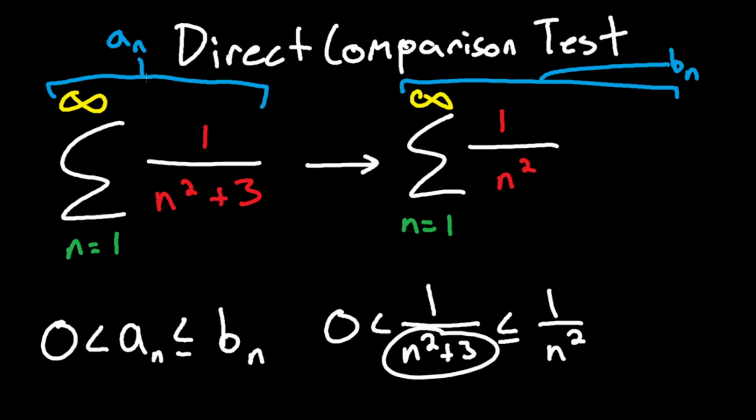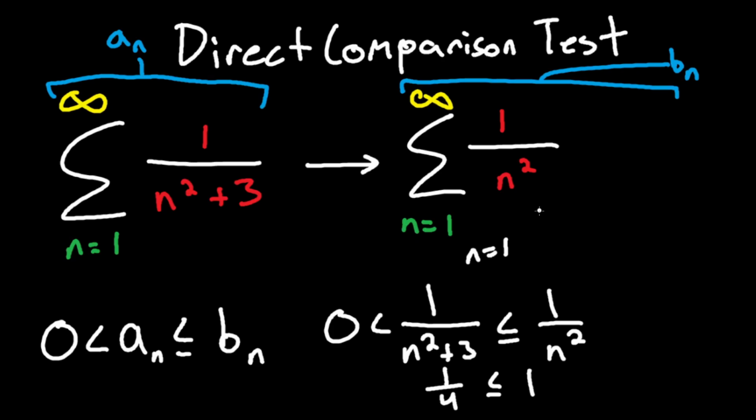Well, if you take a look in the denominator, let's go ahead and test out an example, n is equal to 1. When n is equal to 1, we have 1 over 1 squared plus 3, correct? So we have 1/4 here. And when n is equal to 1, we have 1 over 1 for b of n. So clearly 1 over 1 is equal to 1, and 1/4 is less than or equal to 1.